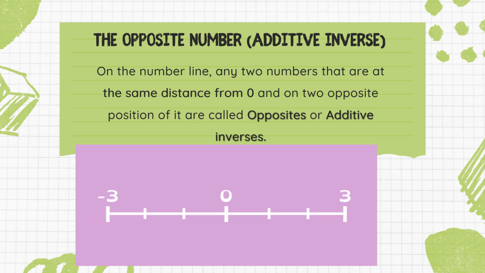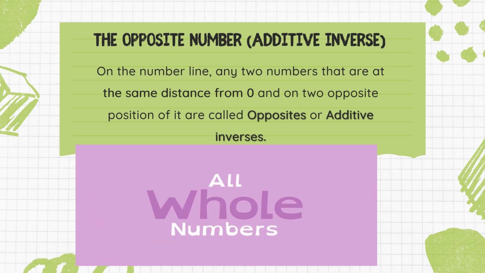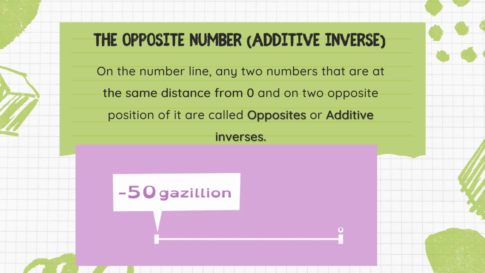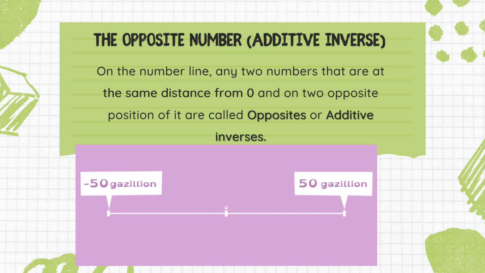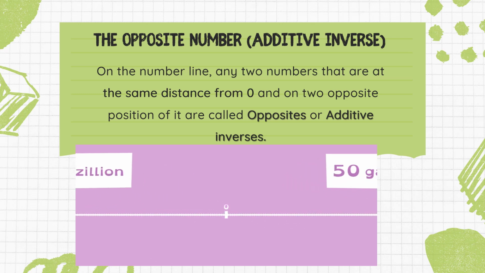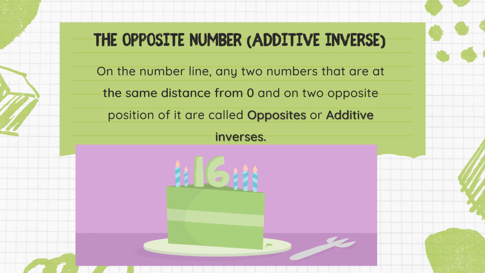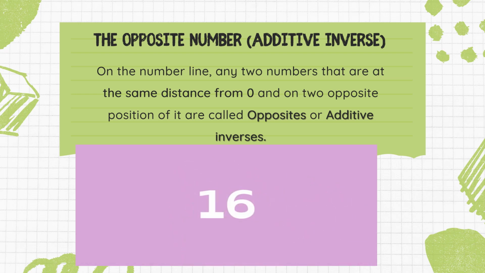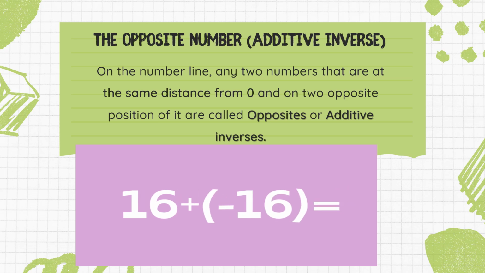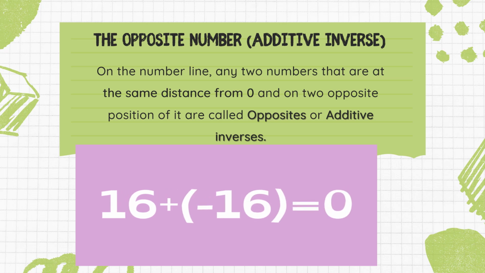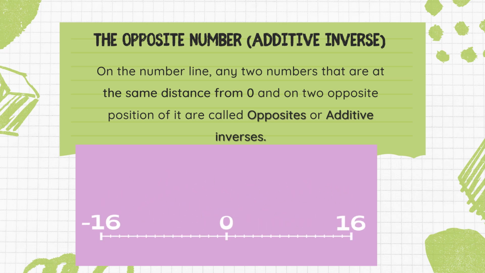Additive inverse is a concept that works for all whole numbers. The additive inverse of negative 50 gazillion is positive 50 gazillion. It also works for fractions. The additive inverse of negative 1/4 is positive 1/4. Figuring out the additive inverse seems easy, and it is. Pick a number. The additive inverse of that number is the one that makes 0 when added to it. Visually, this means they are equal distance away from 0 on the number line.